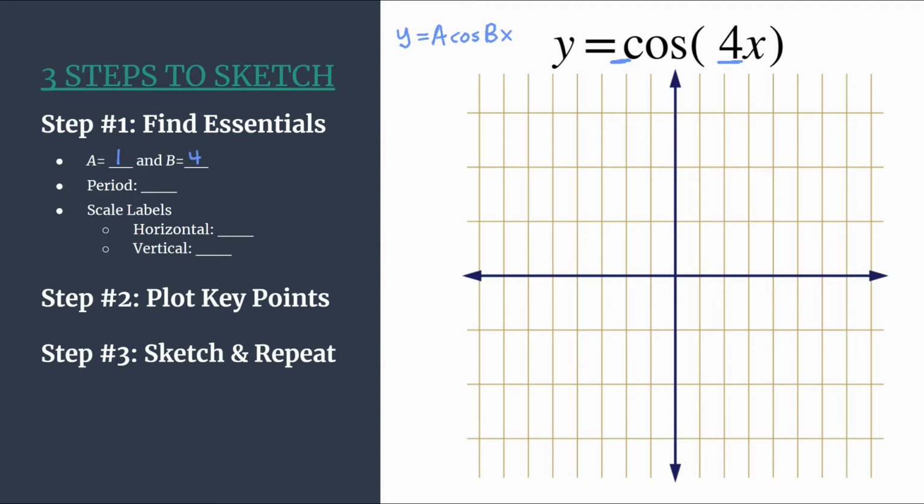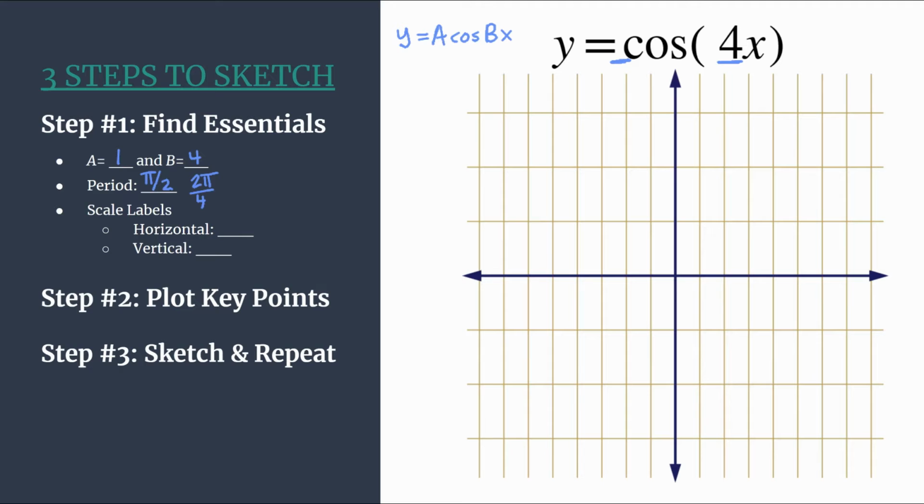b also helps us find the period. So we know for cosine we calculate the period by taking 2 pi and dividing by b. So 2 pi divided by 4 will get us the period here. Our period is pi over 2. And remember, period is simply the length of one horizontal cycle.